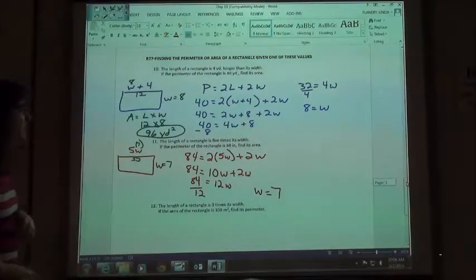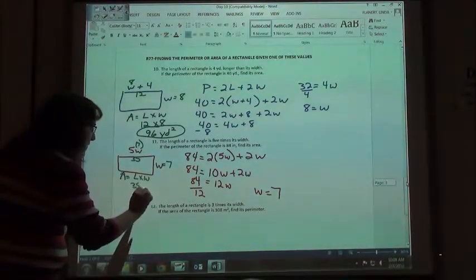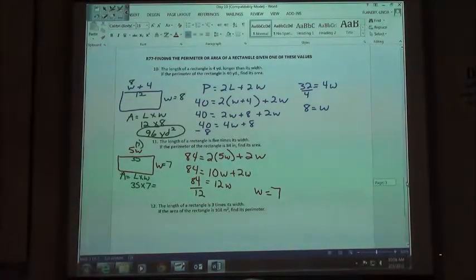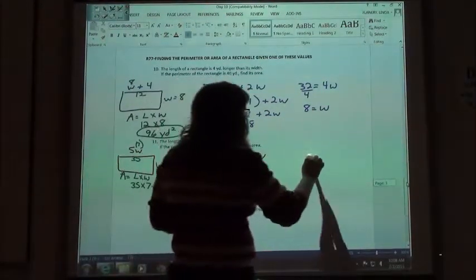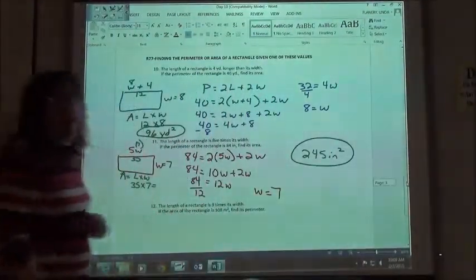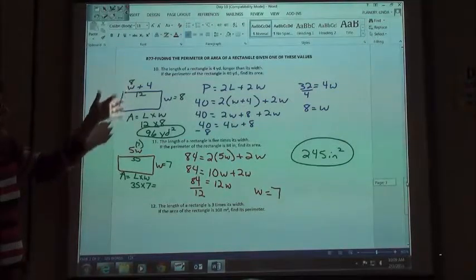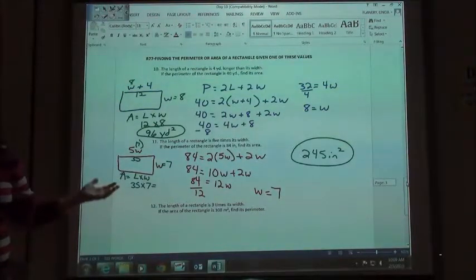And again, it says find my area. Area is length times width, so 35 times 7 is going to be my problem. Five times 7 gave me 245, and if this is in inches, so 245 inches squared, since it's an area. So both of these, they gave you the perimeter first, like we had on the previous problems, told you to find the area when you're done.